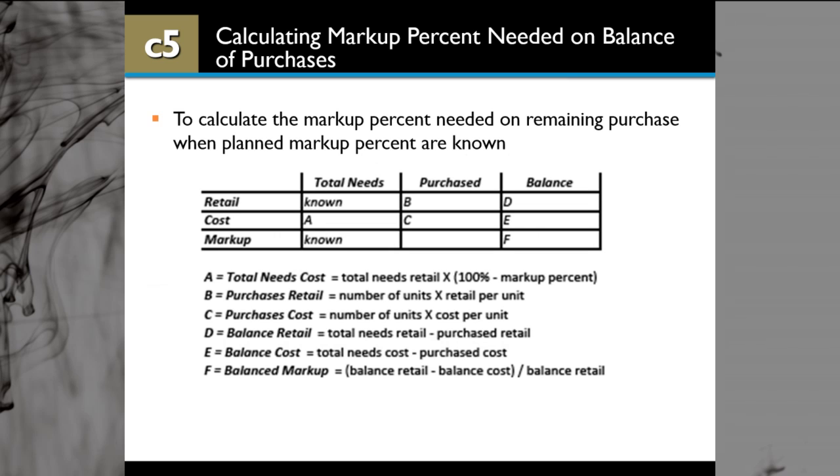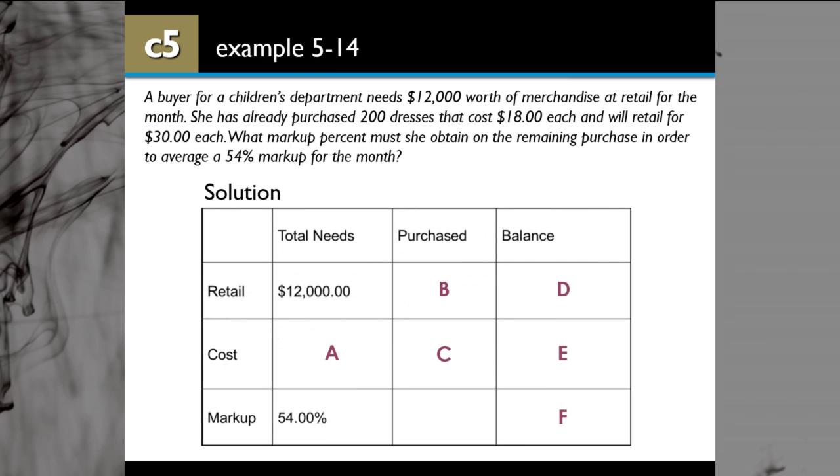And let's look at the example. Then you can determine all these figures. A buyer for a children's department needs $12,000 worth of merchandise at retail. So that's total needs. She has already purchased 200 dresses that cost $18 each and will retail for $30 each. What markup percent must she obtain on the remaining purchases in order to average a 54% markup for the month?